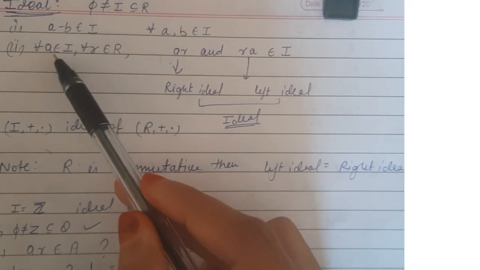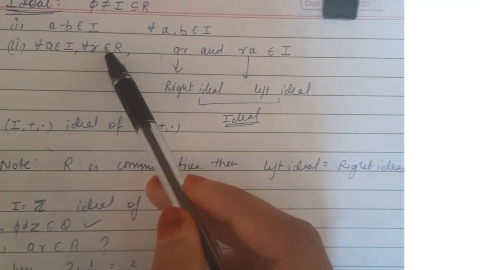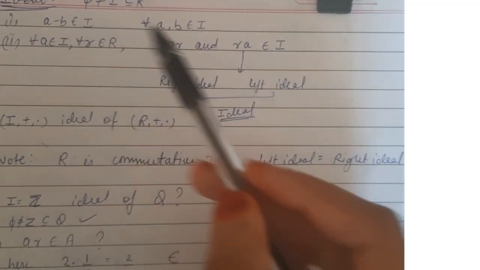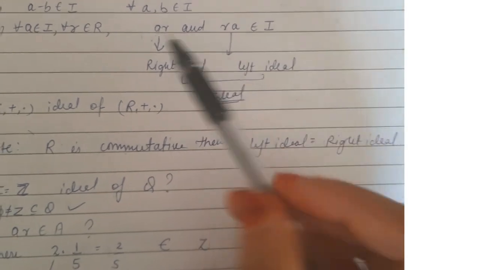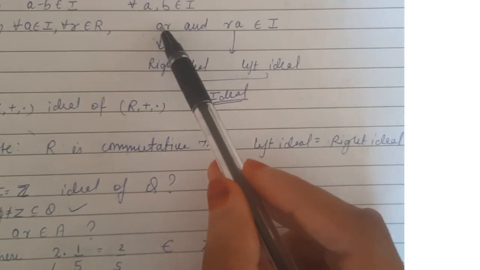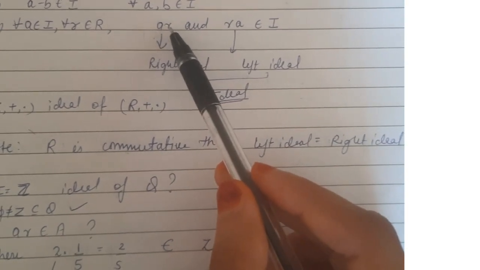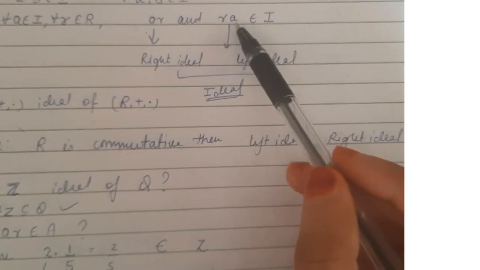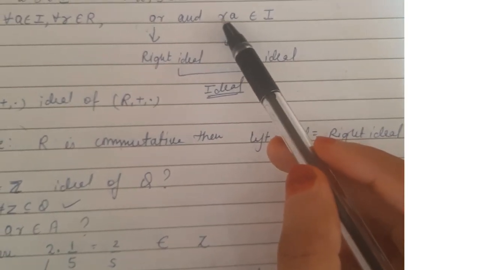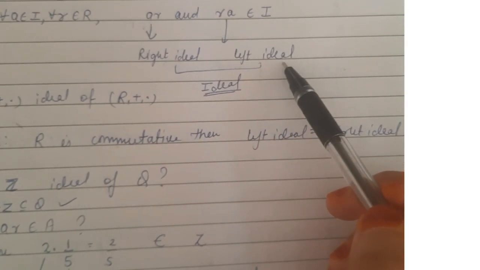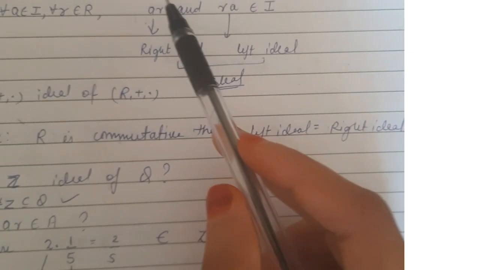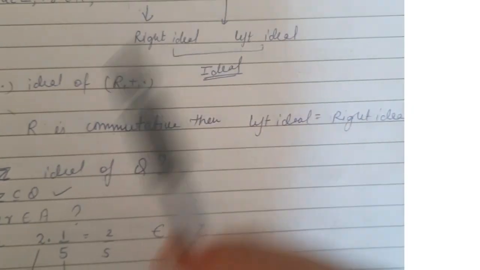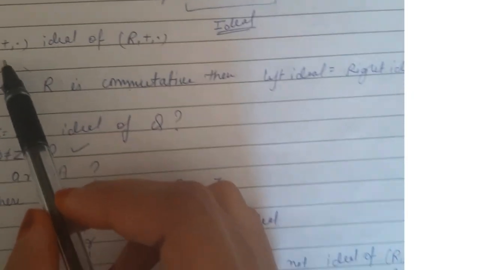That is, if A belongs to the ideal and R belongs to the ring, then AR and RA both belong to this ideal. When we have AR, with the ring element written on the right, it is called a right ideal. In the second case, if R is on the left, it is called a left ideal. Right and left ideal together become an ideal. So this is the condition for becoming an ideal, and that subset, basically I, will be called an ideal of the ring.